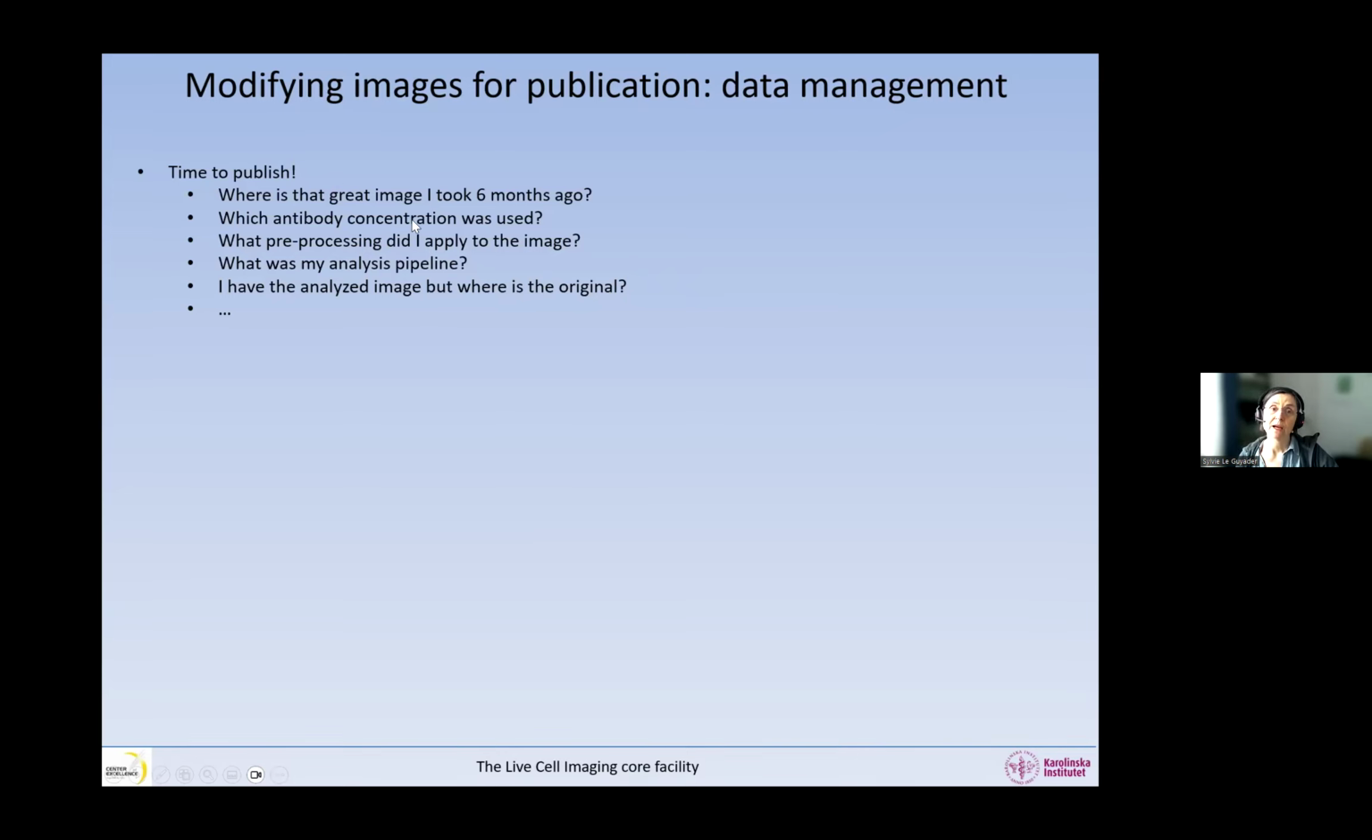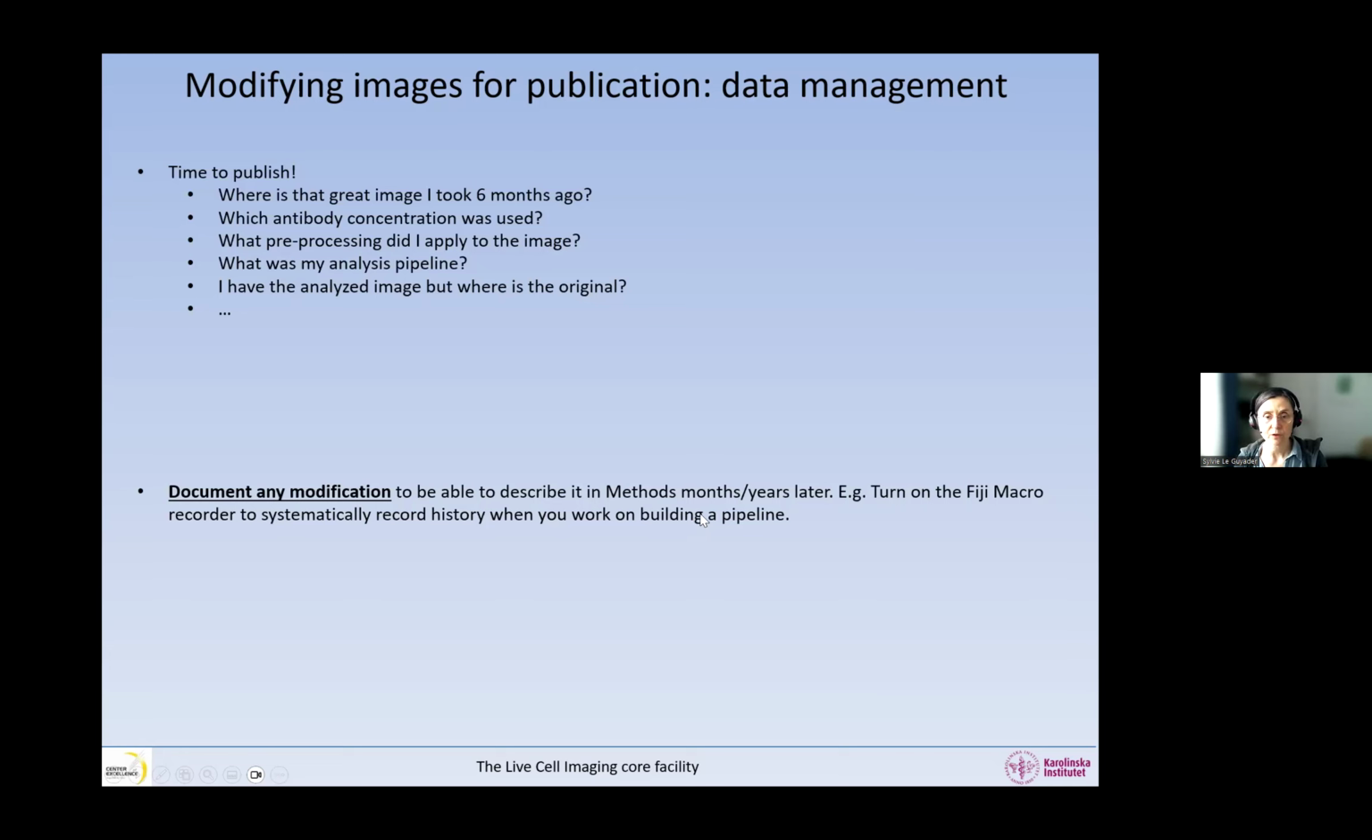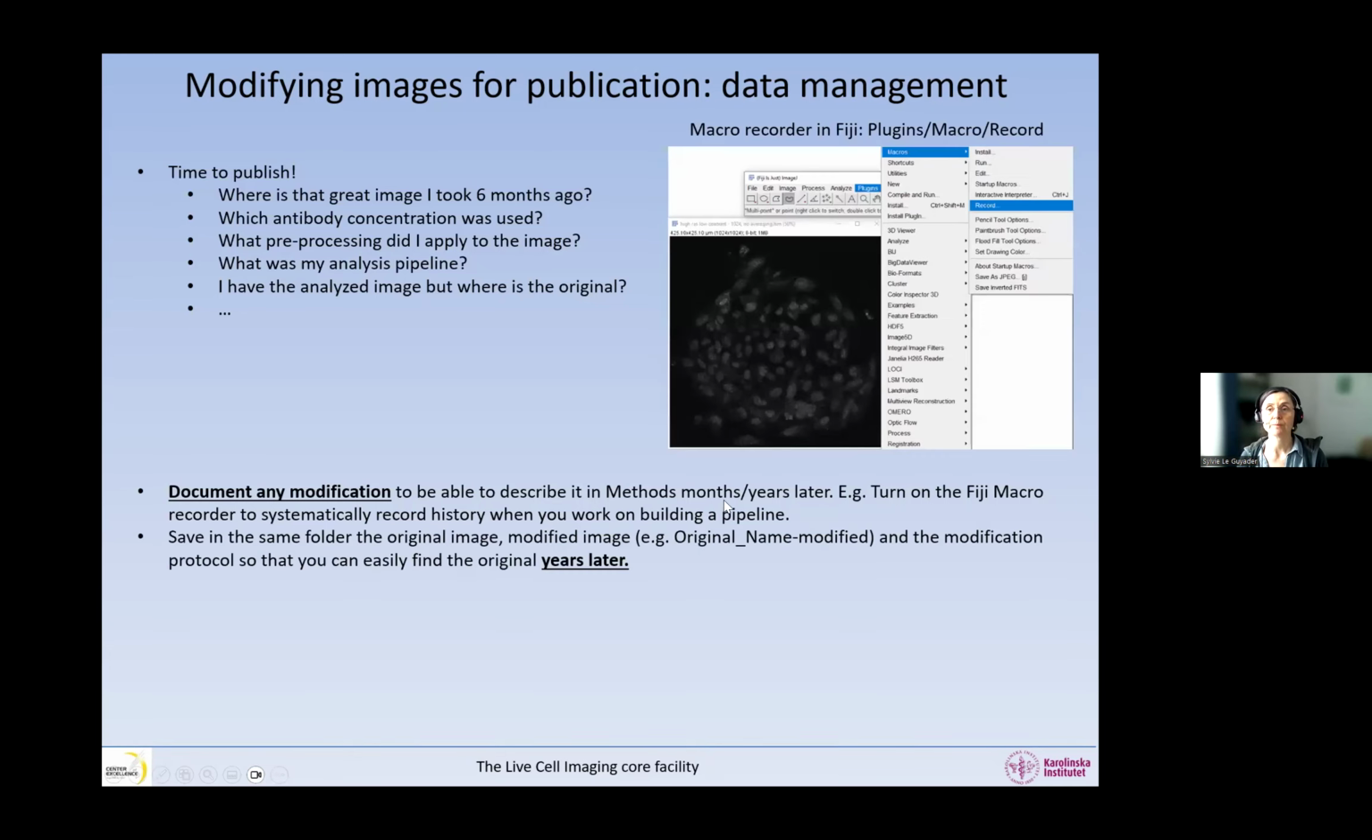And clearly when you acquire an image and process an image, you don't know which one you're going to publish. And therefore, you need to do this for all the images. You need to have a proper data management system. So you need to document any modification that you have done to the image, because it will have to go to the materials and methods sometimes many months or several years afterwards. One way of doing this, if you're working with Fiji, is to always turn on the macro recording that will systematically record the history when you build the pipeline. But otherwise, you totally need to document everything you do.